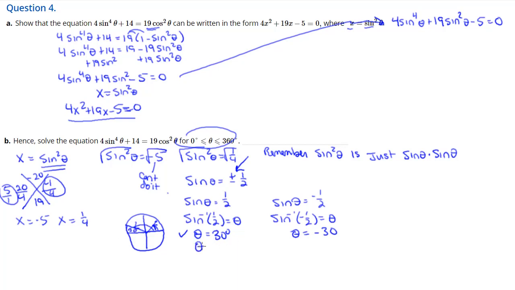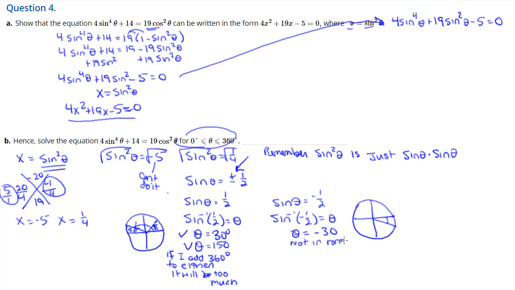This is going to be 180 minus 30, so that's going to be 150. And now if I add 360 to this, I'm going to go beyond my range. So I know those are the only two that I'm going to deal with for this one. And so all I got to do now is go back to the negative 1/2. And I got negative 30. Well, that's not in the range. But all I got to do is add 360 to it.